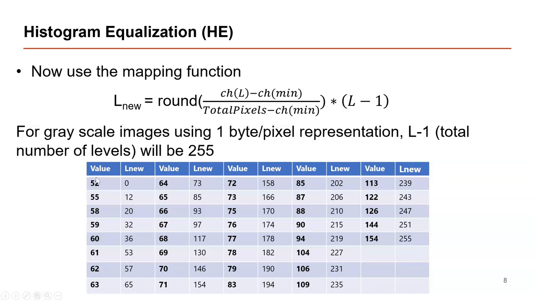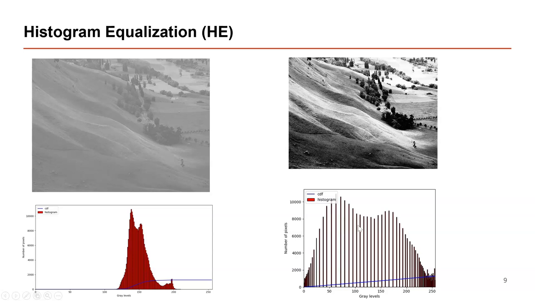A few interesting things: you do not see levels less than 52 here, because those gray levels do not exist in the image itself. So that's why they are not shown here. There is no point in finding the mapping for them, because they do not exist there. In the same way, I do not see anything greater than 155 here, because those levels also do not exist in the original image. But in the output image, we have all the gray levels starting from 0 to 255. So here again, there is the comparison between input and output. You can see the histogram got more widely distributed.